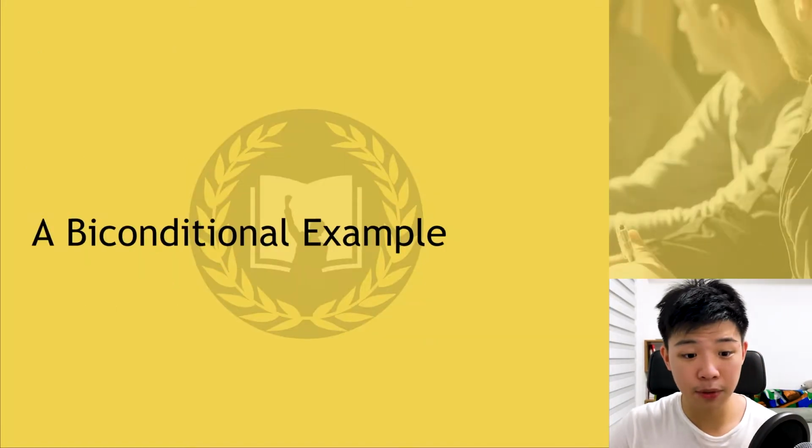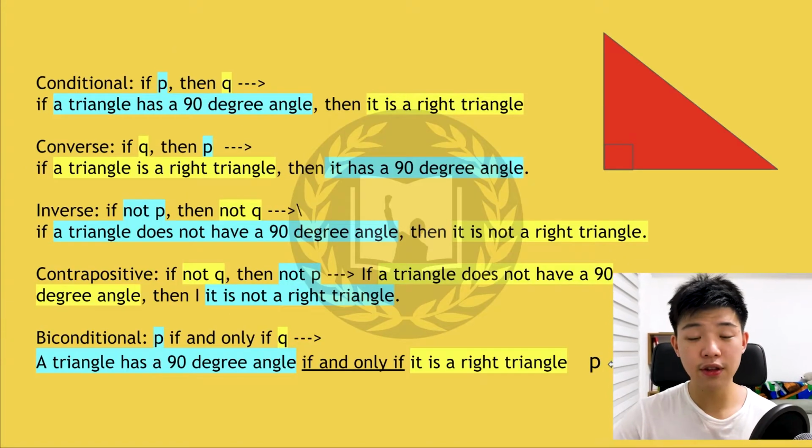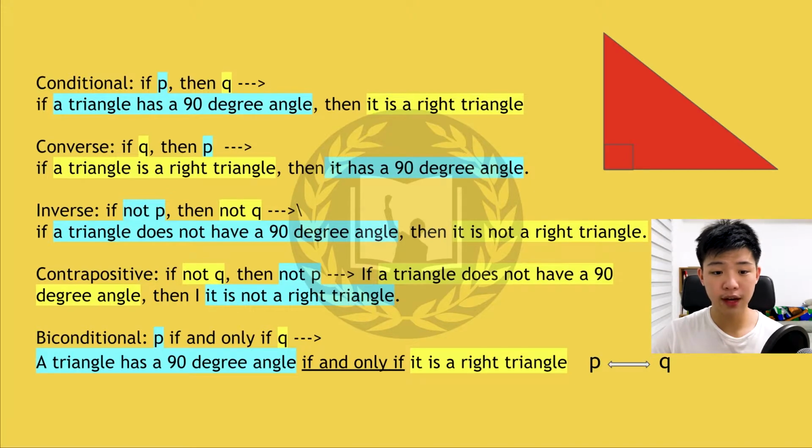Now, let's dive deeper into a biconditional. Consider the following statement. If a triangle has a 90-degree angle, then it is a right triangle. Is this statement true? I'd say so, because a 90-degree angle is a right angle, and all triangles with a right angle are a right triangle. For the converse, it reads, if a triangle is a right triangle, then it has a 90-degree angle. Is this true? Yes, because all triangles that have a 90-degree angle must be a right triangle.